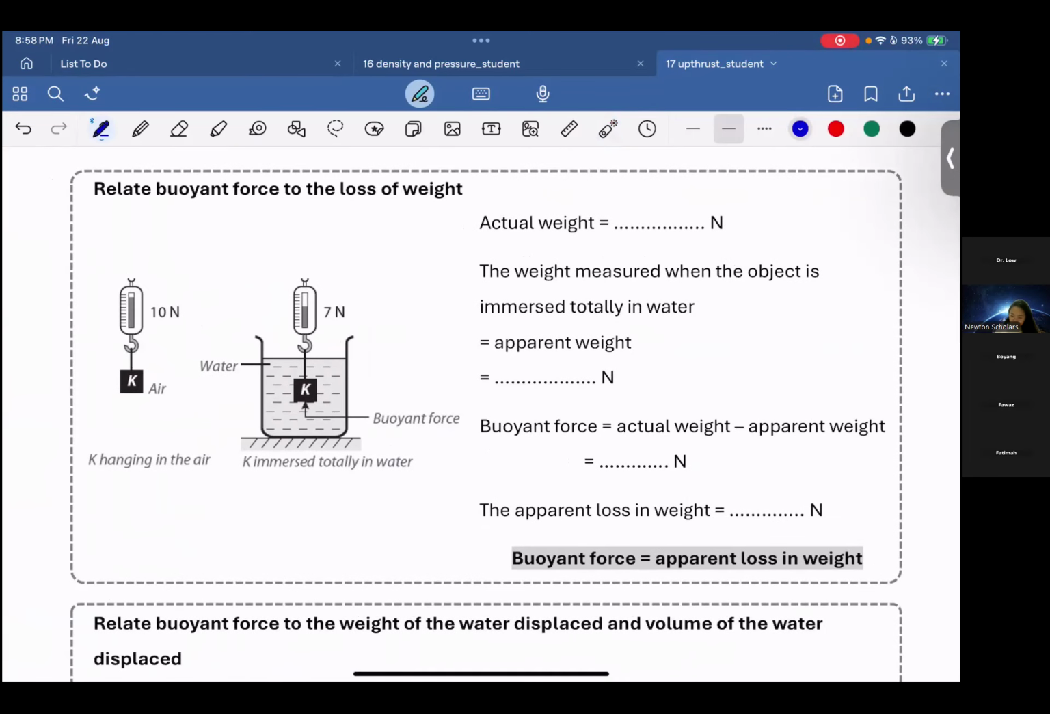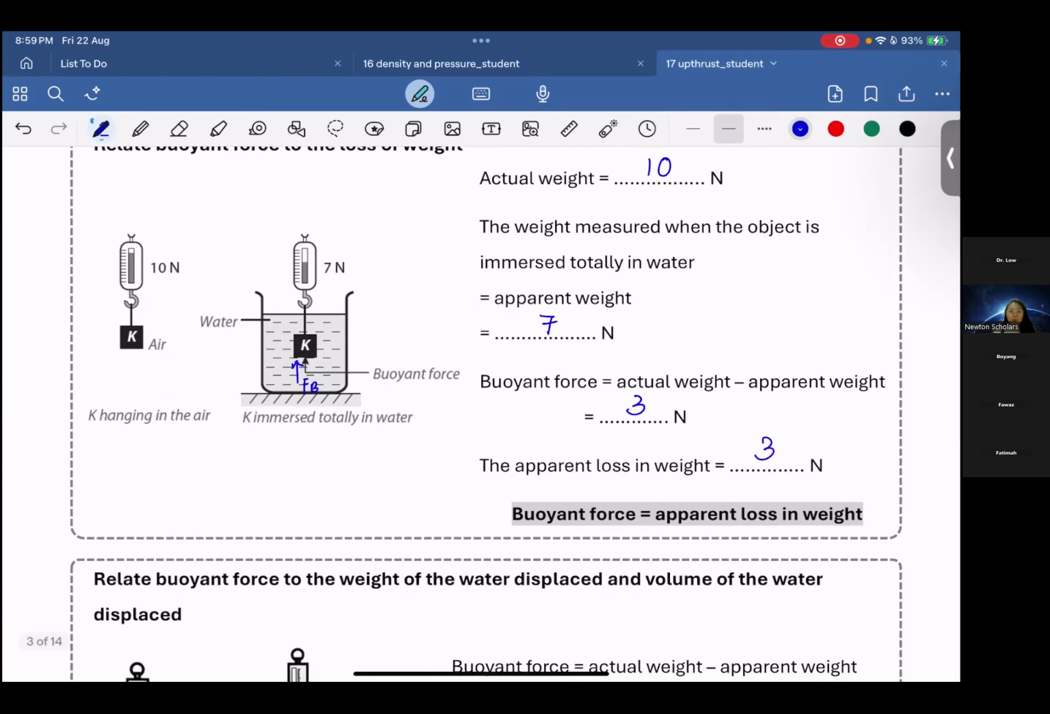Okay, this one, buoyant force. You see, we hang the object in the air, it is 10 Newton. We put it into the water, why does it become 7 Newton? Actually it is 10 Newton, but at the end it becomes 7 Newton. Where is the 3 Newton going? The 3 Newton is gone because the water helps you. The water pushes upward, helping you. That is the buoyant force. So the buoyant force is 10 minus 7, which is 3 Newton. This 3 Newton is the upward force due to the water. We call it buoyant force. Apparently we lost 3 Newton.